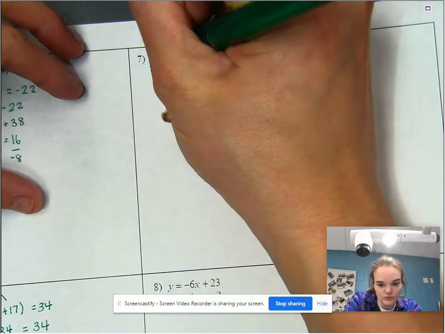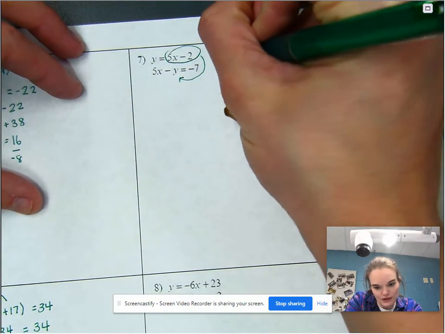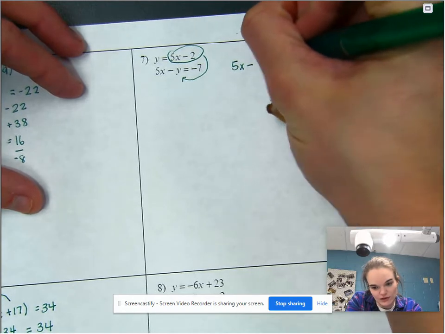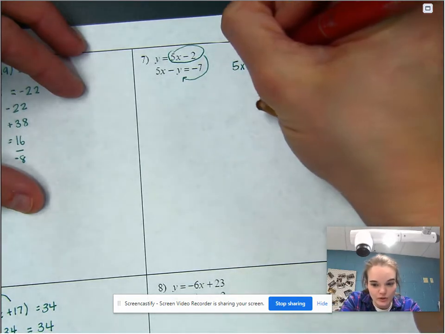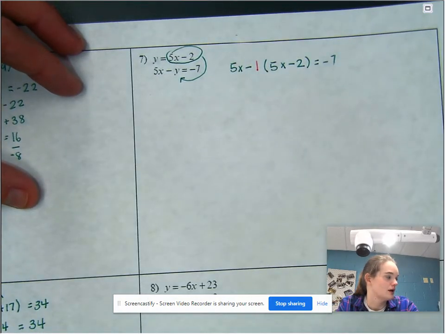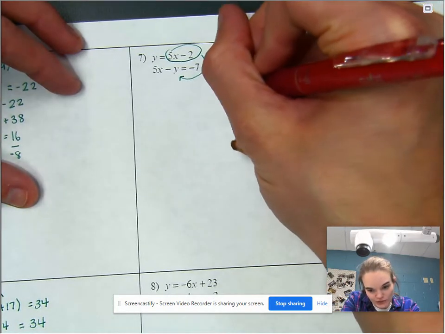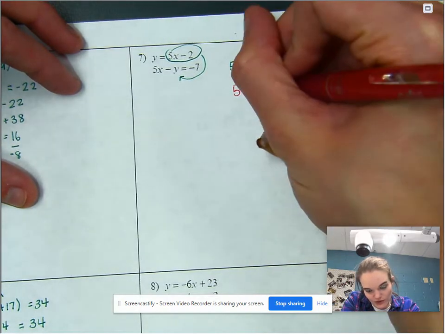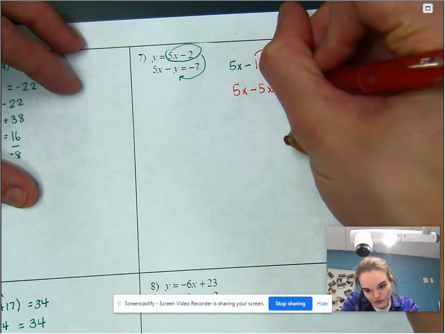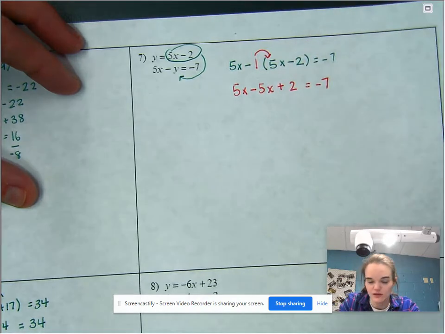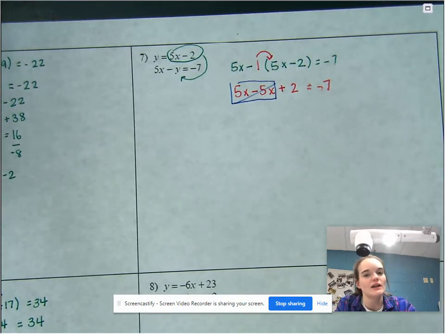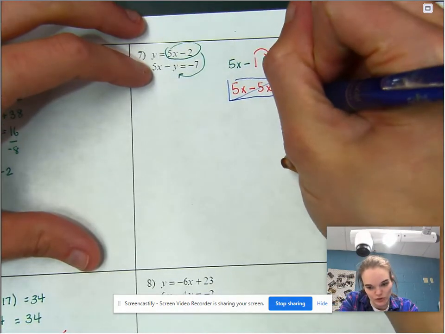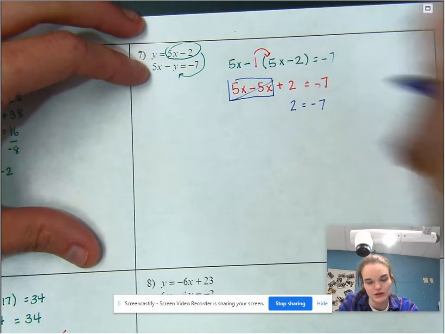We're going to substitute 5x minus 5x minus 2 equals negative 7. Remember, if you need to write a 1 here, please do. It's like having a 1 in front of that y. You don't want to forget to distribute the negative symbol. So bring down 5x. Negative 1 times 5x is negative 5x plus 2 equals negative 7. We got it again. 5x minus 5x is 0x. Not x equals 0. There just aren't any zeros anymore. We're going to bring down 2 equals negative 7.